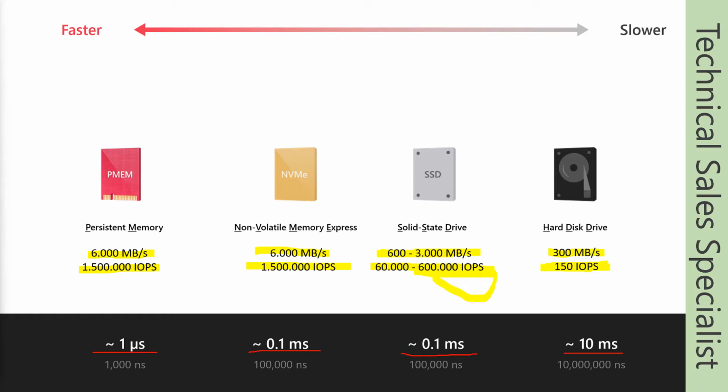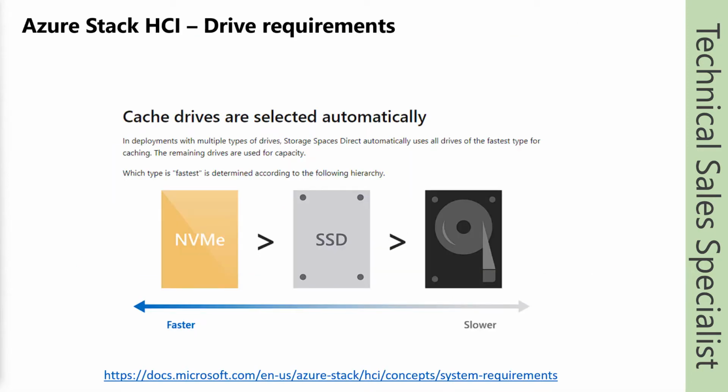So the drives and the role of the drives is selected automatically. It depends on which drives we combine, but usually when we combine hard disks and SSDs, the SSDs will automatically be selected as cache drives. We can see this for the NVMe's, and we could add in our mind the persistent memory modules.